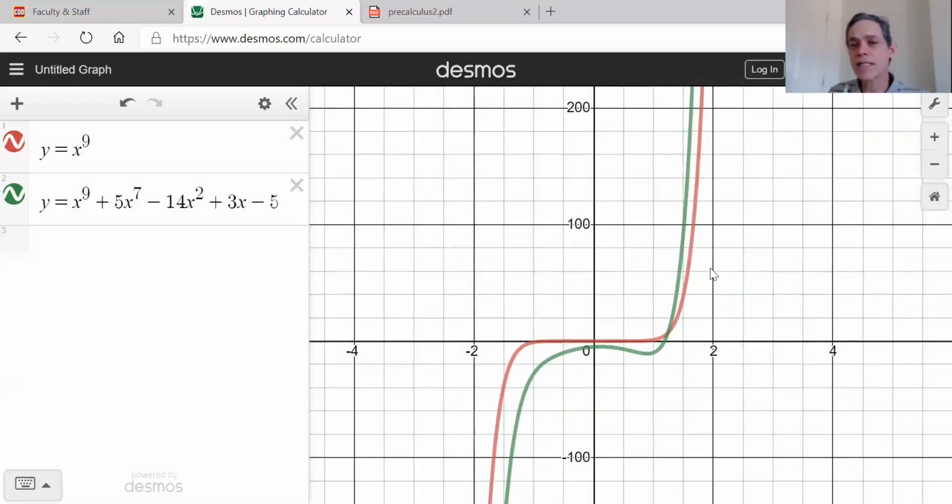So the point of these examples was to illustrate that if you have a polynomial function, its end behavior is going to match the end behavior of its leading term, because in a way, the lower degree terms get relatively insignificant the bigger the values of x are. Okay.